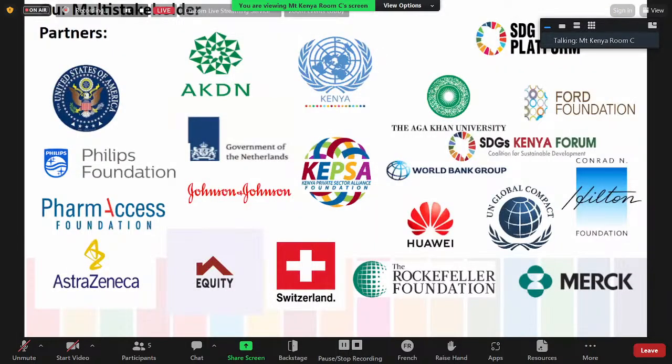These are just an example of what I call the ingredients in the mix to cook this lasagna called SDG financing. You need private sector, you need philanthropy, you need impact investors, you need bilaterals, you need civil society. So really, how do you bring all these partners together? And these are the kinds of partners we work with. There are many others too. Next slide.